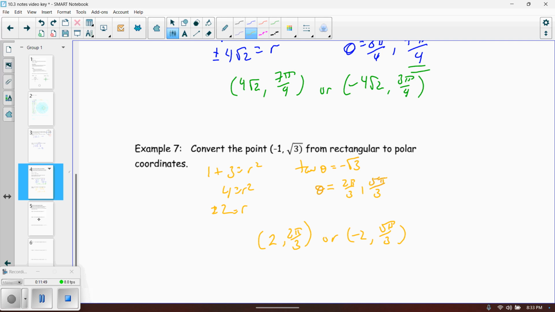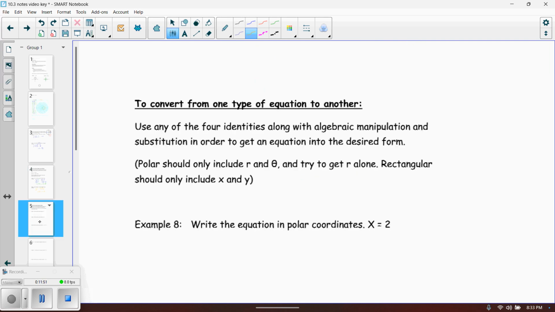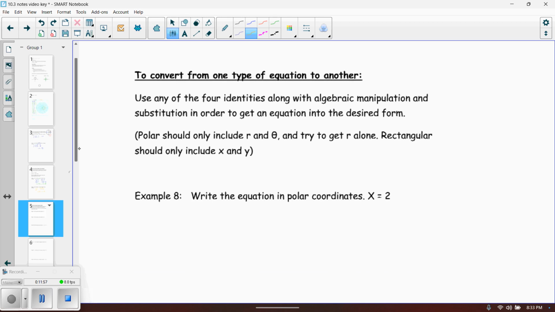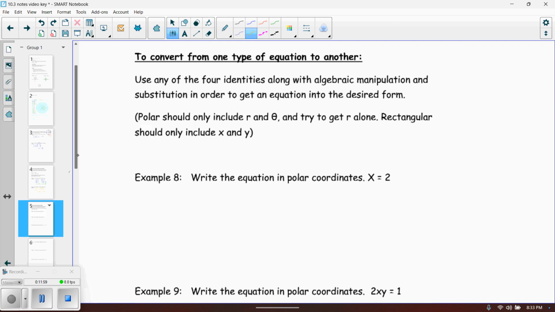We can also do this with equations. These are not as easy because they take a little bit of algebra, but it's the same principle. So I can convert the equation x equals 2 into polar coordinates. Right now it's just x equals 2. It's only got x's or y's in it, so it's rectangular. And x equals 2, if you think about it, is a vertical line going through x equals 2.